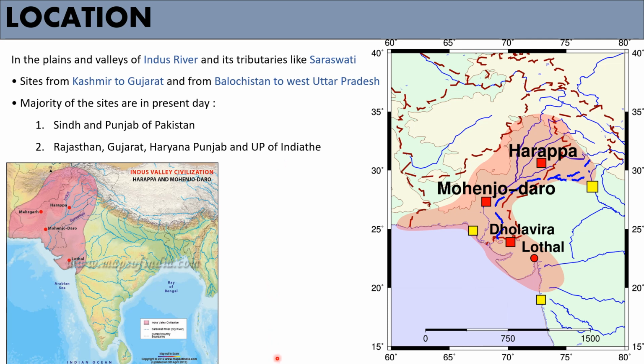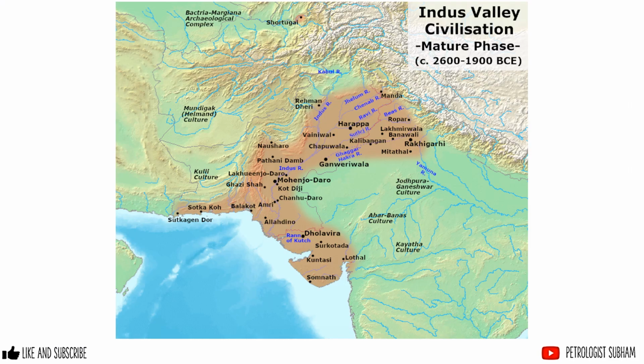From the map we can see that the important sites highlighted with the red dots are Mohenjo-daro, the city of Harappa, Dholavira, Lothal, right? We will be dealing with each one of the important sites in detail in the upcoming slides.